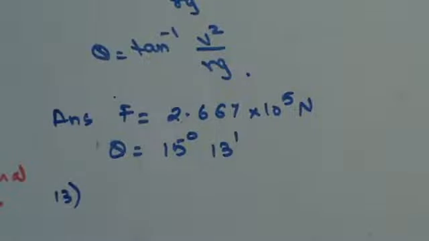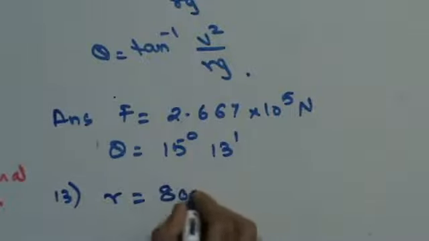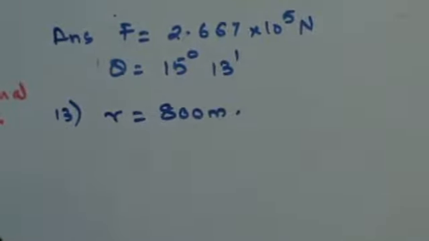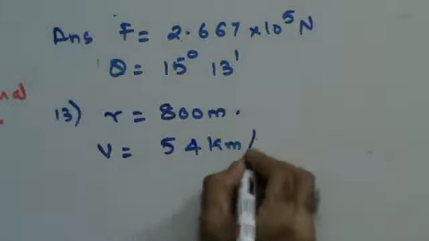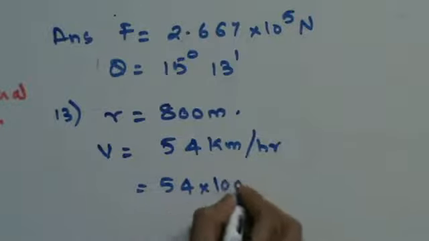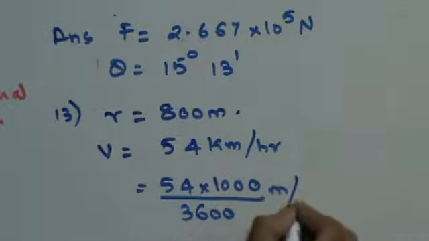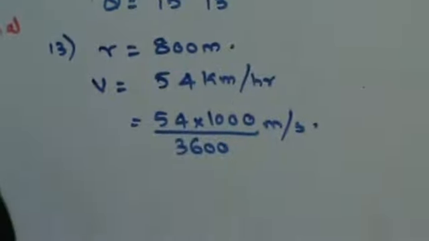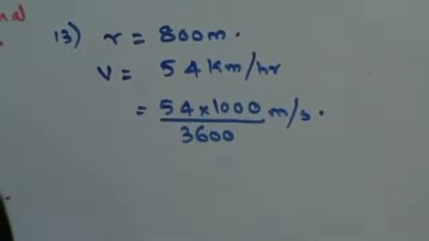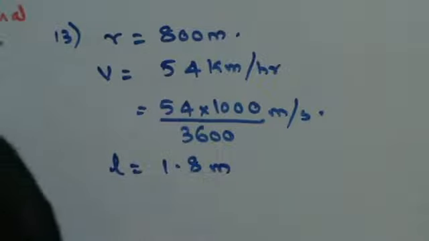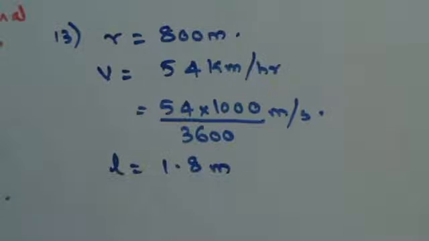Find the angle of banking of a curved track of radius 800 meters if the maximum speed limit is 54 kilometers per hour, if the distance between the rails is 1.8 meters. Find the elevation of the outer track.